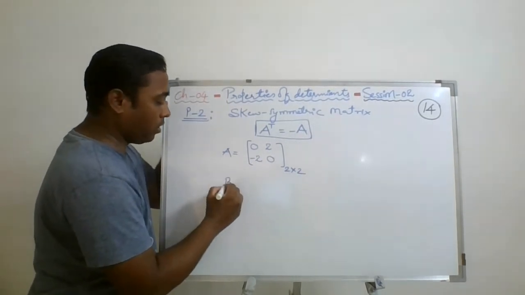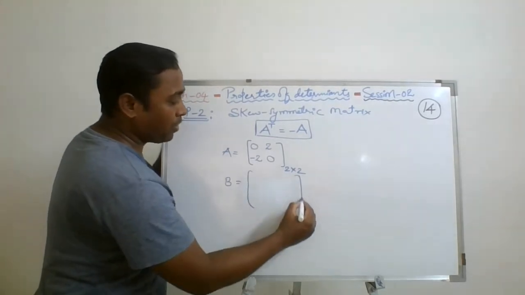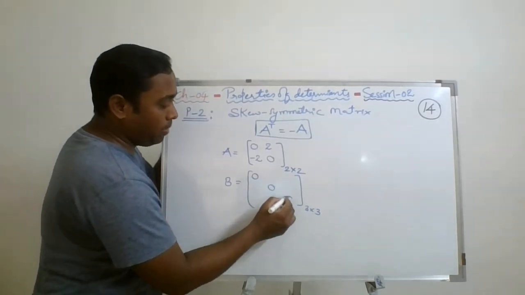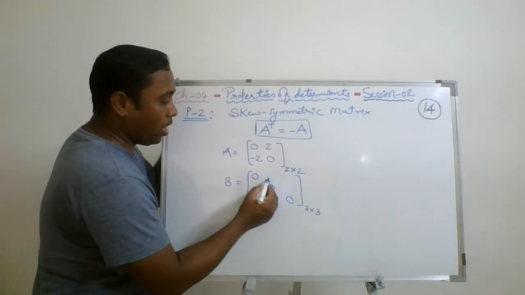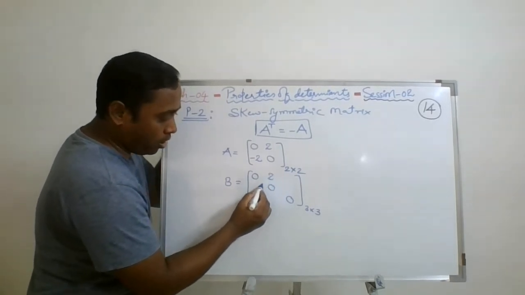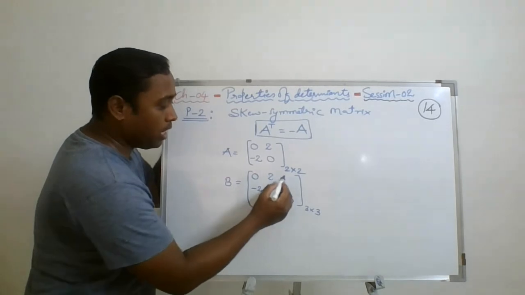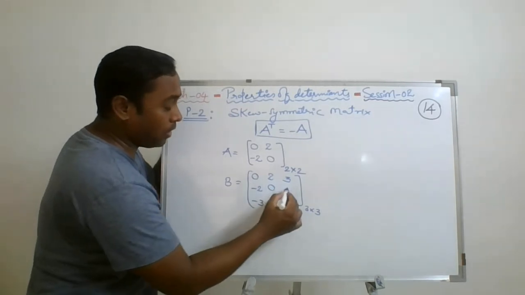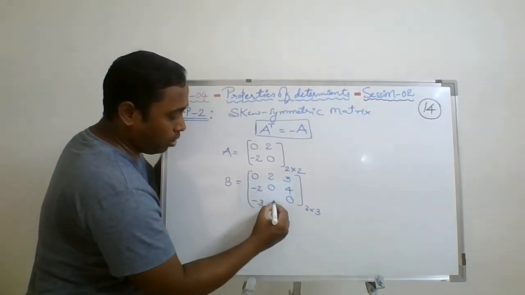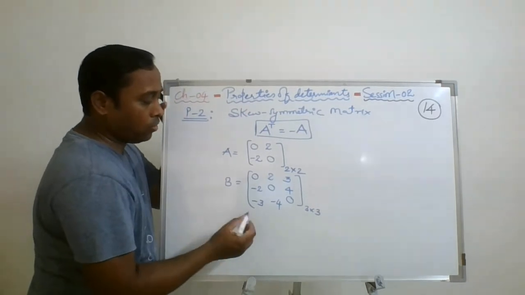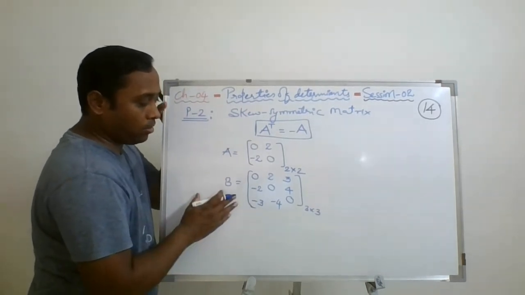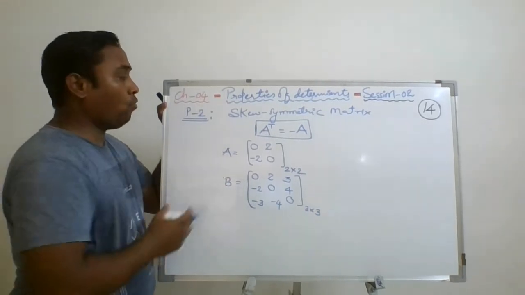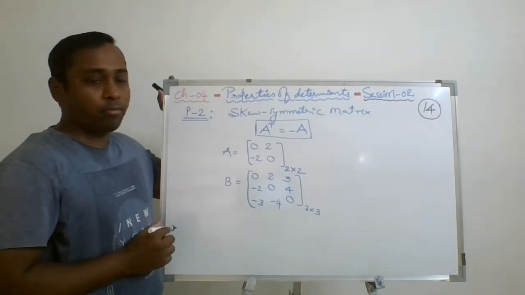I can also give a 3 by 3 matrix which is a skew symmetric matrix. Let us say first I will write the diagonal elements, which are always 0. Now if I keep this element as 2, the diagonally opposite element would be minus 2. If I keep this element as 3, the diagonally opposite element would be minus 3. If I keep this as 4, the diagonally opposite element is minus 4. So this is an example of a 3 by 3 skew symmetric matrix and this is an example of a 2 by 2 skew symmetric matrix. Now what is property number 2 talking about?